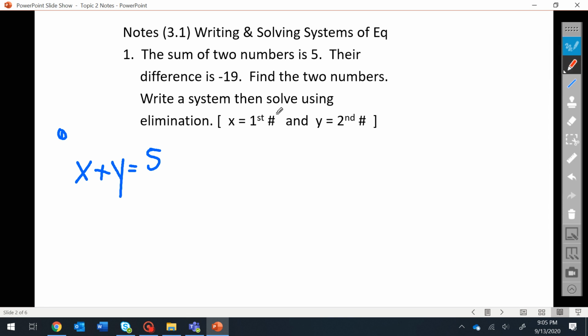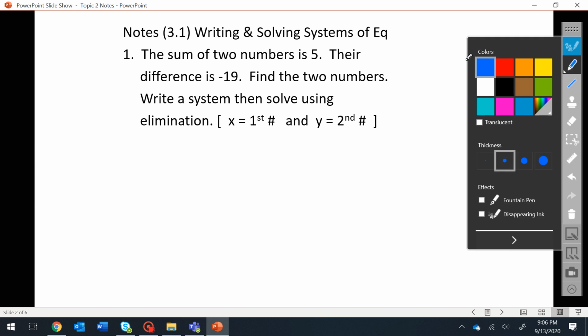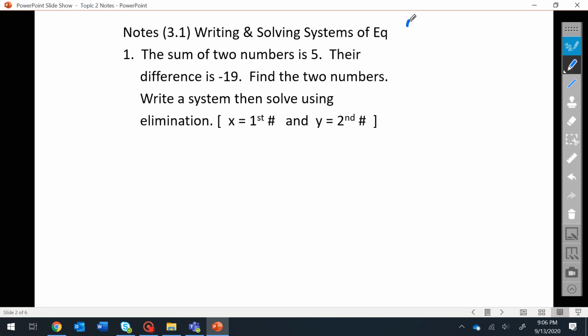Our second equation, actually let me put that somewhere else, because I'm going to need that space to do work. So my first equation is x plus y equals 5. My second equation says that the difference of the numbers is negative 19. So x minus y equals negative 19.